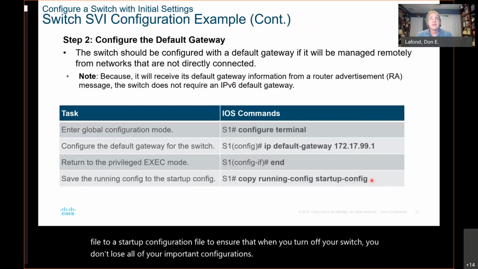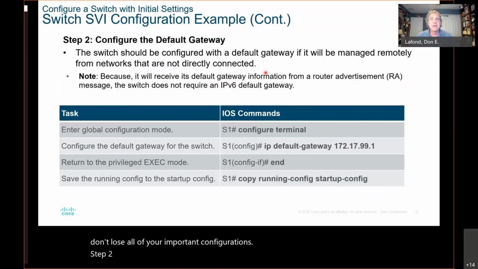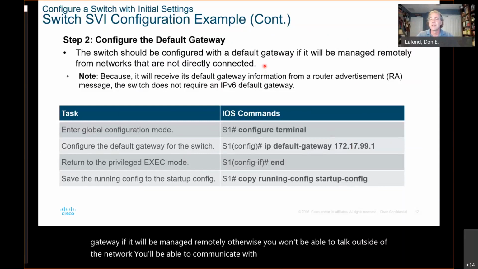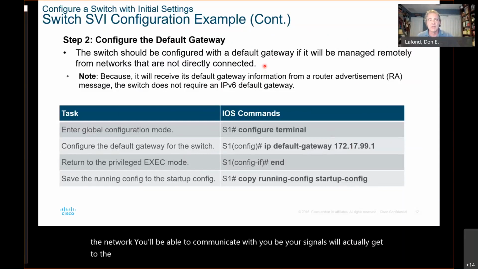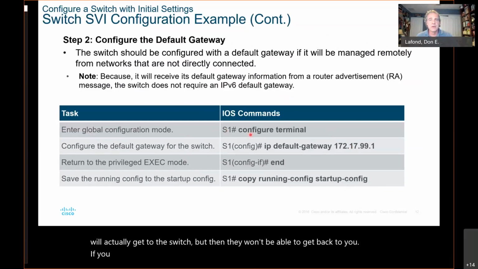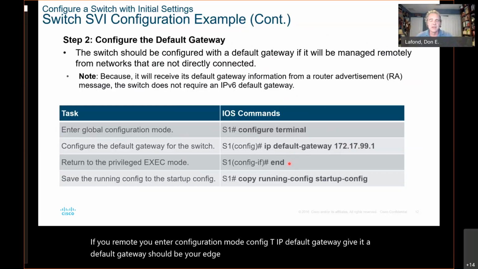Step 2, configure the default gateway. The switch should be configured with the default gateway if it will be managed remotely. Otherwise, you won't be able to talk outside of the network. Your signals will actually get to the switch, but then they won't be able to get back to you if you're remote. You enter configuration mode, config t, ip default-gateway, and give it a default gateway. It should be your edge router, the router you're connected to on the edge. And then end to get out of that, and then remember to save that command as well.